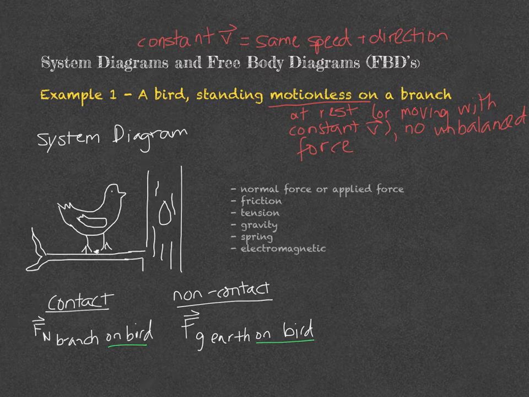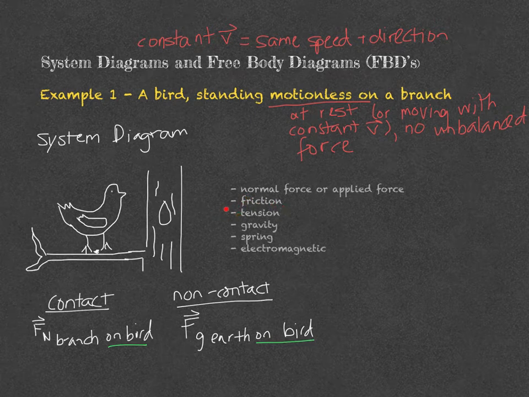And then I'll keep going through my list and make sure I've got all the forces. Friction would only be if the bird was moving and there was resistance stopping it from moving. So when you push something, there's friction that slows it down or resists its motion.